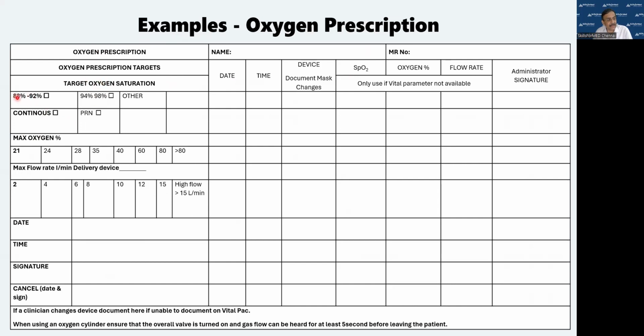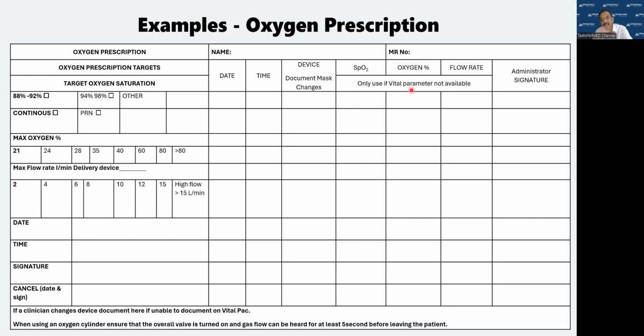Here you mention what is the saturation goal you want to achieve. Is it continuous or PRN? What is the maximum percentage? If you're using Venturi or any other devices, what is the FiO2 you want to use? And what is the flow rate you have to set for that particular FiO2? And then you put the date, time, signature. And here the patient's name is there, and the nurses will keep monitoring the device they've used, what is the saturation, what is the oxygen percentage, what flow rate they have used.